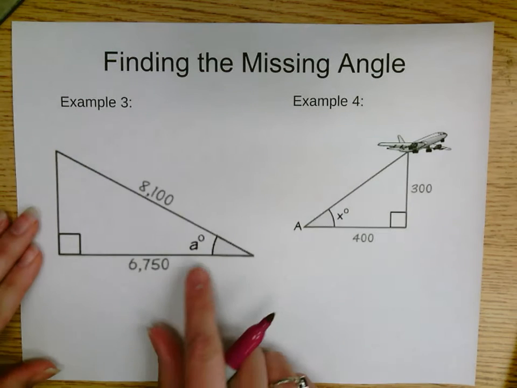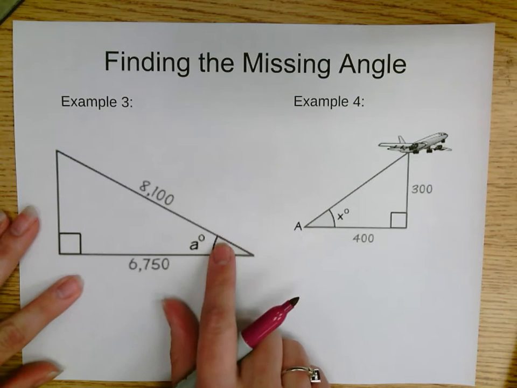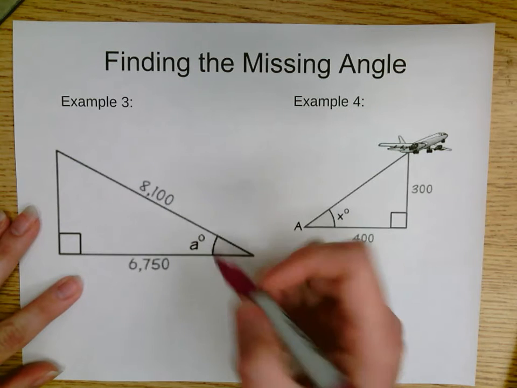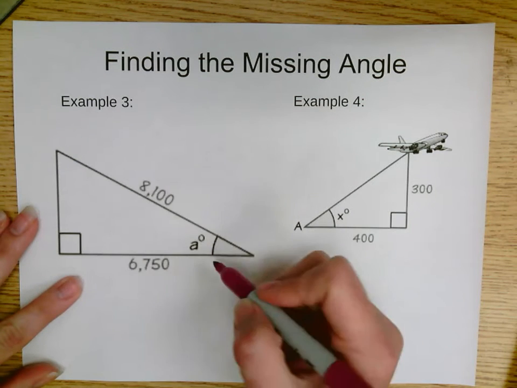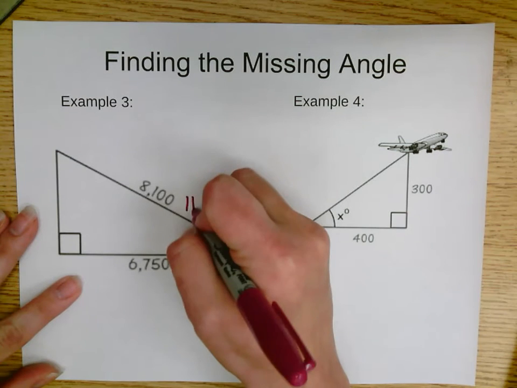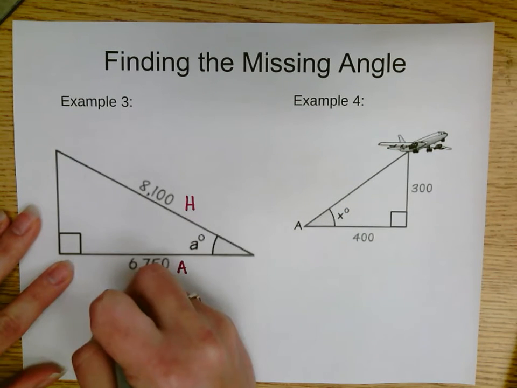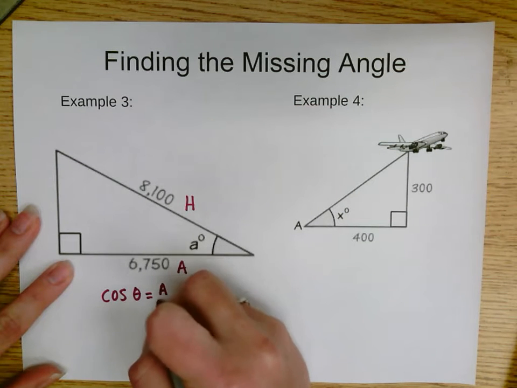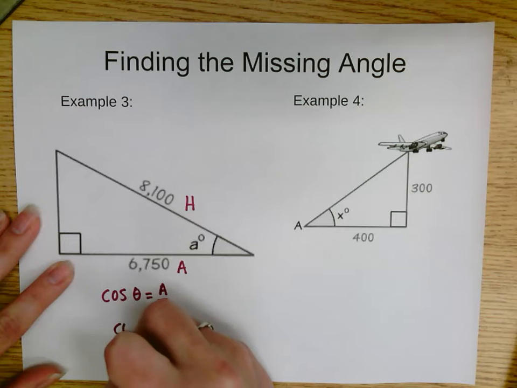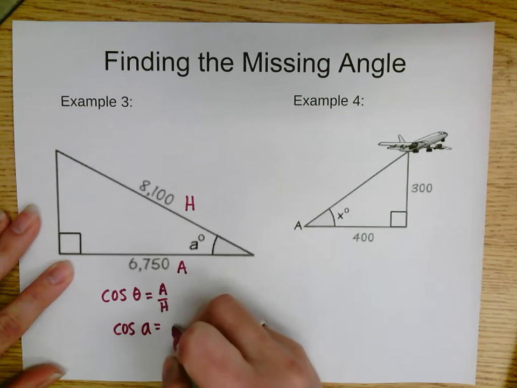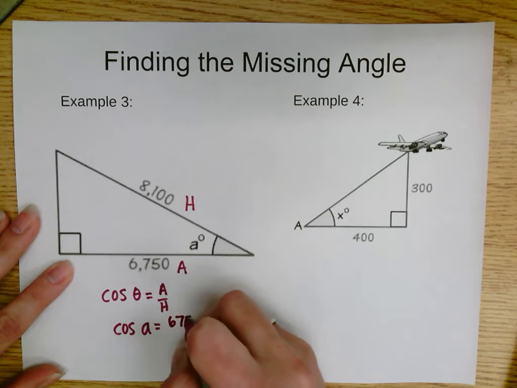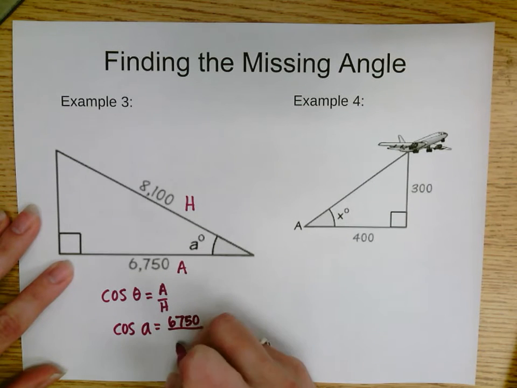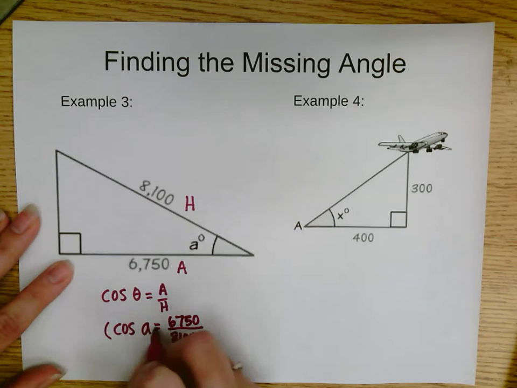Alright, let's look at this one. This one's got an angle A here. We're trying to figure out what angle A is. And so I have opposites over here, so that's not going to be it. Adjacent and hypotenuse is cosine. So cosine of my angle is adjacent over hypotenuse. So cosine of A equals adjacent, 6,750. That's a big number. Over hypotenuse is 8,100, and so I'm going to undo cosine by doing cosine inverse on both sides.